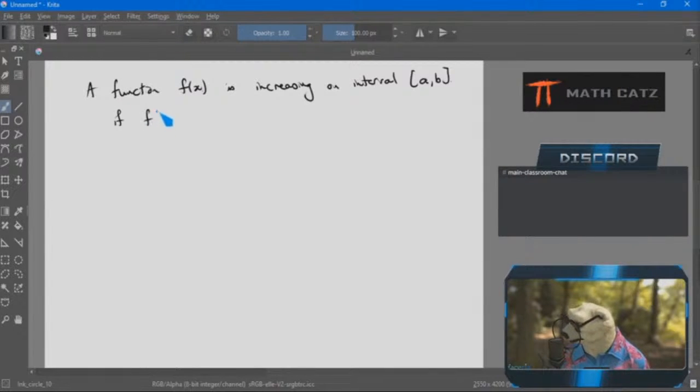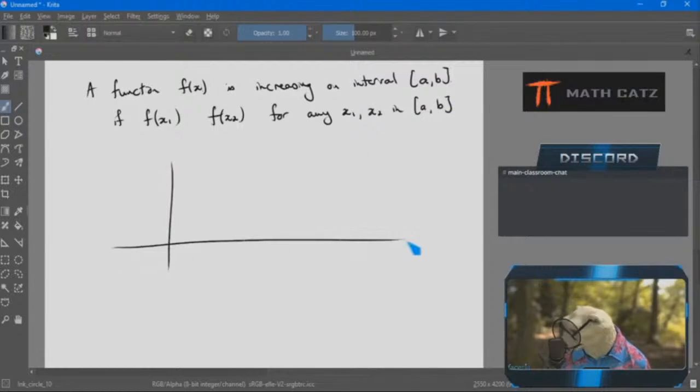I take two x values in this interval and I compare the y values, the function values, let's have a picture. For any two x values in this interval, let's just see what happens. I don't care what happens outside of the interval. Let's suppose I have an A and I have a B interval. This is my window. Nothing outside matters.